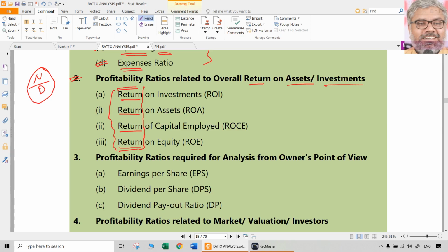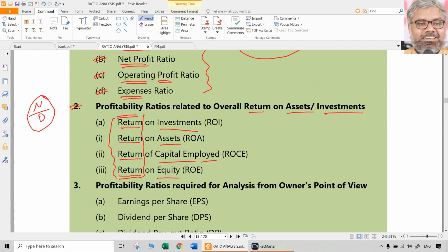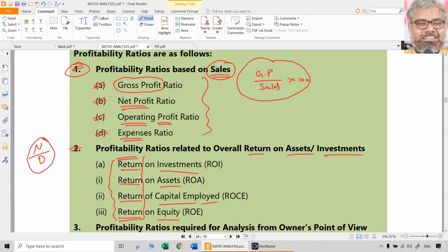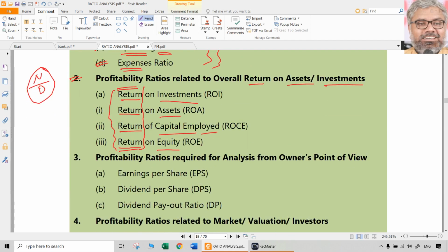Here the denominator is already given in the name of the formula itself. Return on investment, so the denominator will be investment. Return on assets, the denominator will be total assets. Return on capital employed, the denominator will be capital employed. Return on equity, the denominator will be equity. So the denominator is clear in these cases, the numerator is changing. Of course, every category has its own nature. In the earlier cases, the denominator was the same, sales, and the numerator was changing. Here, the denominator is known from the name, the numerator is more or less the same, but though the name is same, the contents of the numerator will change.